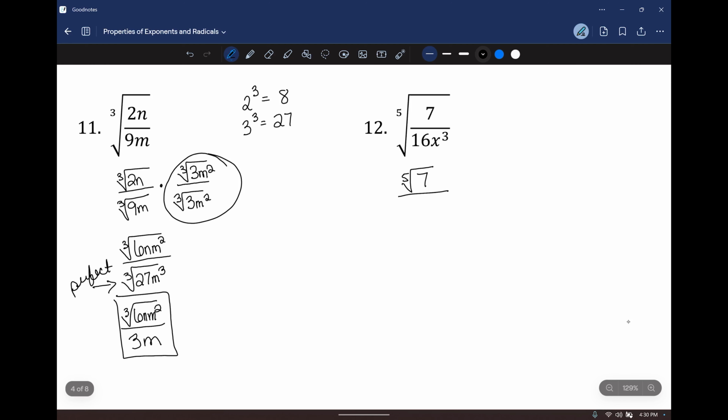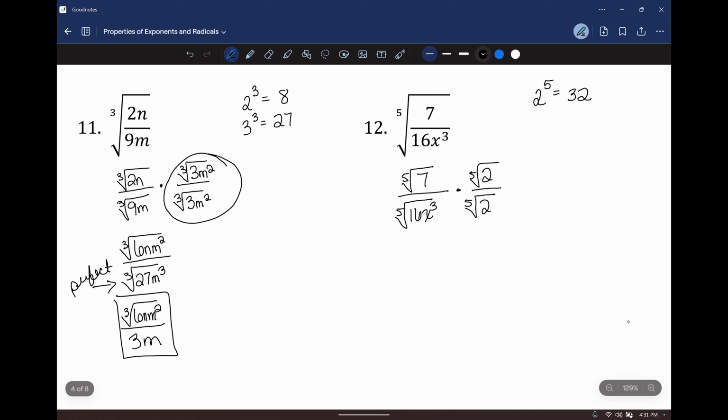All right, so we have the 5th root of 7, and then we have the 5th root of 16x to the third. All right, so I know that 16 is not a perfect 5th root, so I'm going to start with my first perfect 5th root, which would be 2 to the 5th. 2 to the 5th is 32. Is there something I can multiply by the 16 to get that 32? The answer to that is yes, I can multiply by 2.